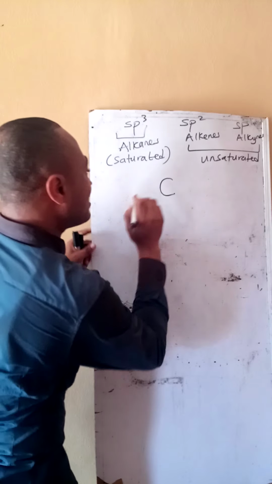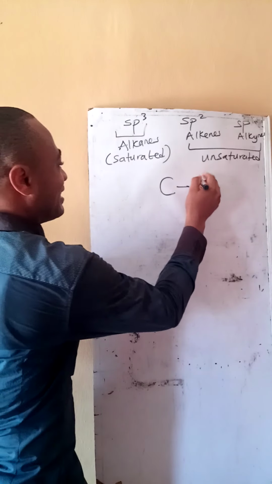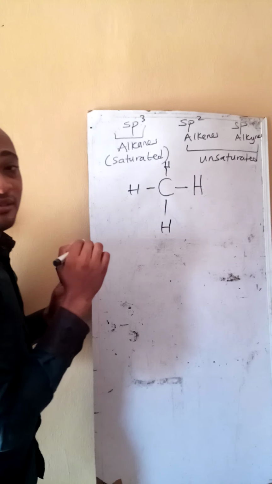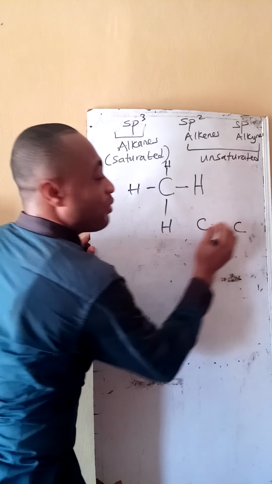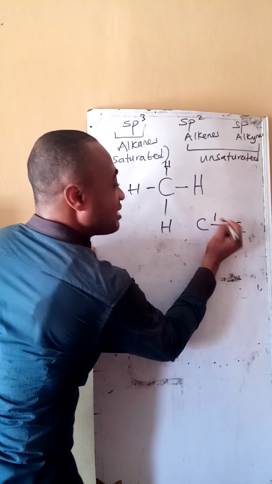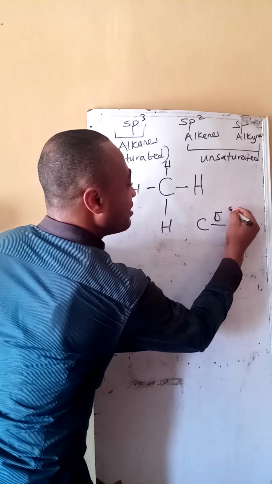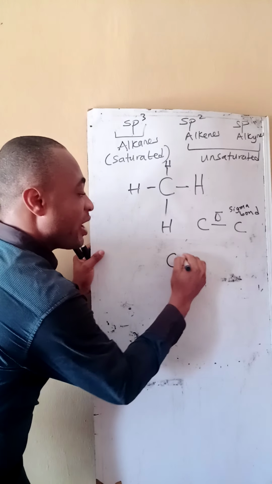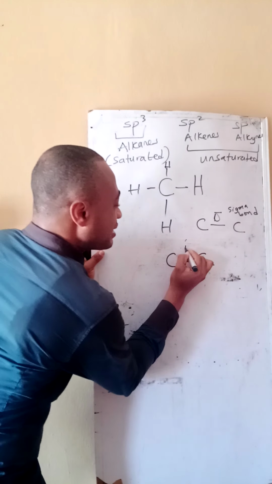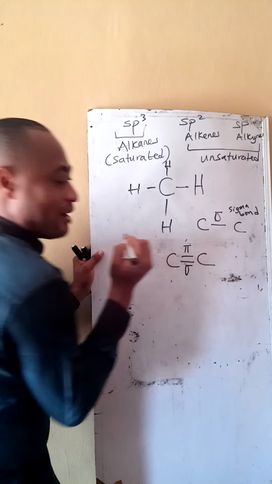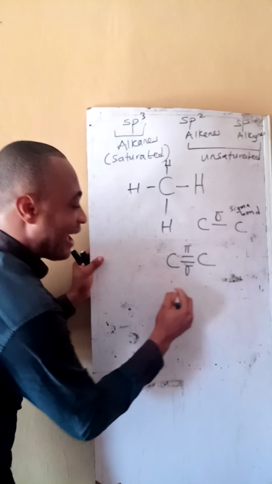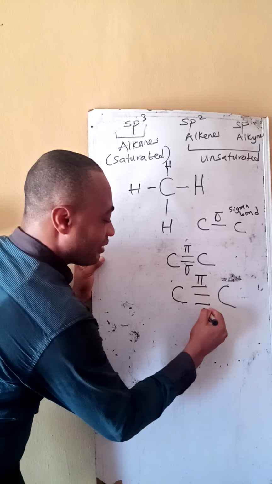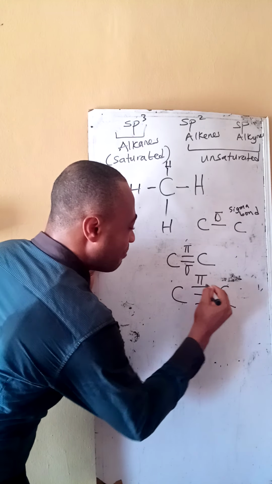That is why if I have this, this is my methane, CH4. This is my methane. Now, a carbon and a carbon in alkane, what you see is just a sigma bond. This is a sigma bond. If it were a double bond, what you see is a pi bond and a sigma bond. But if it were an alkyne, what you see is a pi bond above, a pi bond below, and a sigma bond.